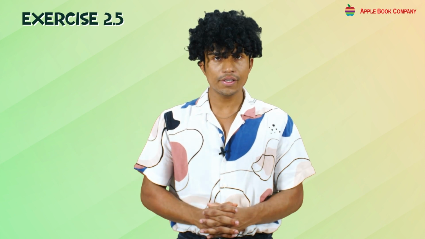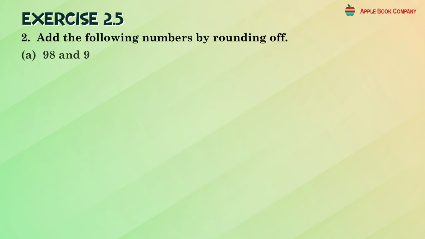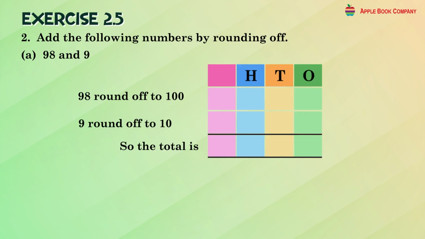Add the following numbers by rounding off. The numbers given to us are 98 and 9. 98 can be rounded off to 100 and 9 can be rounded off to 10. So the total of 98 and 9 after rounding off is 110.